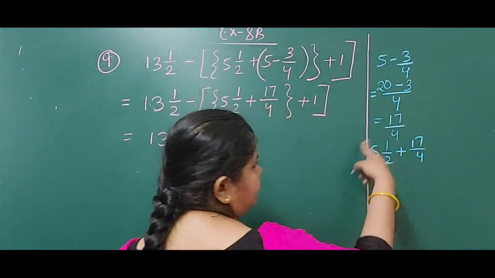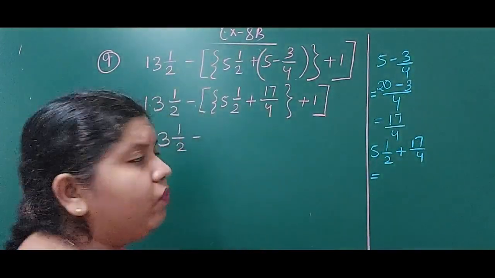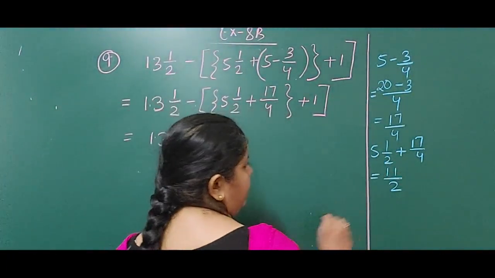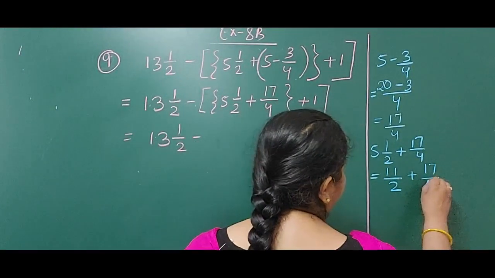We can convert this 5 and a half to an improper fraction. What do we get? 5 twos are 10, plus 1, 11. 11 by 2 plus 17 by 4.